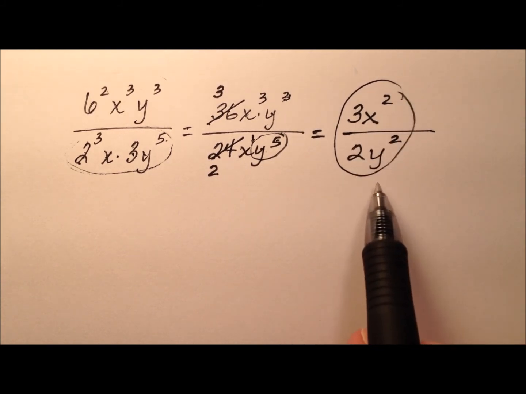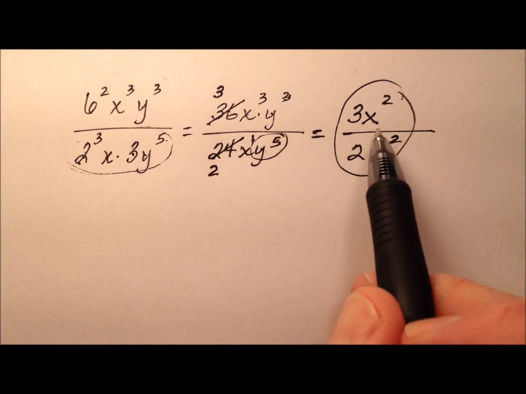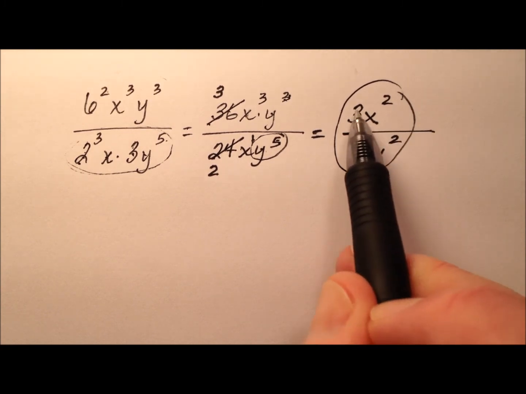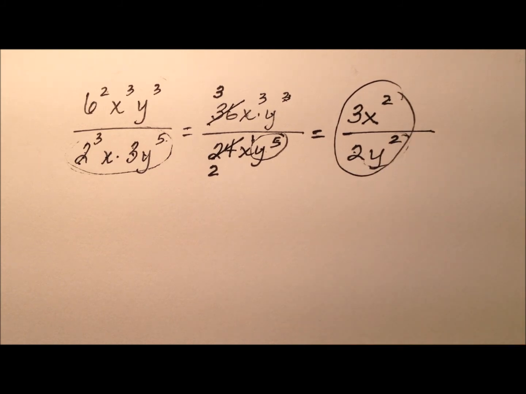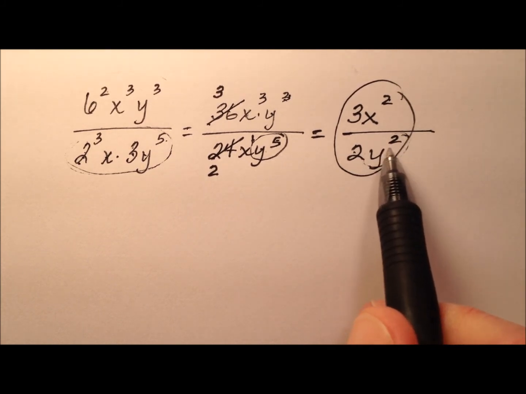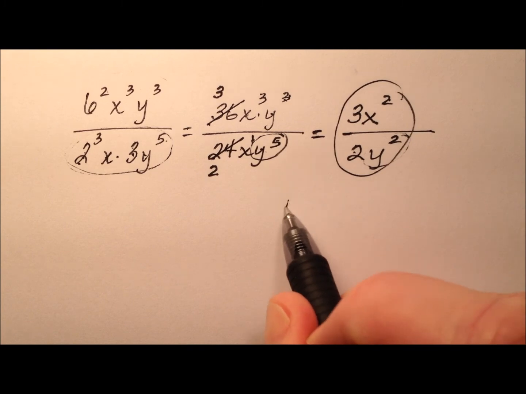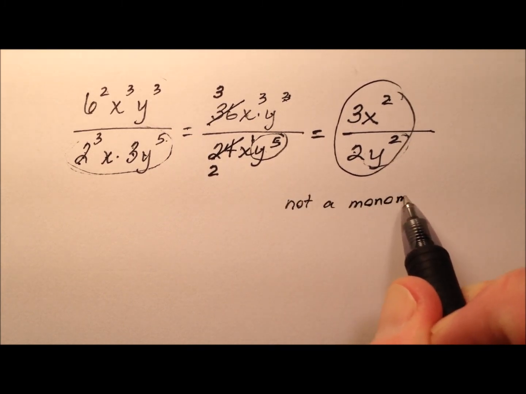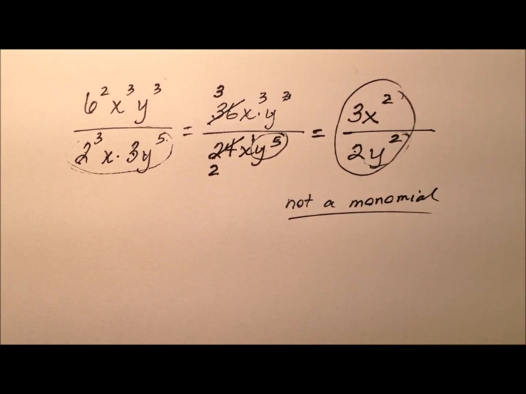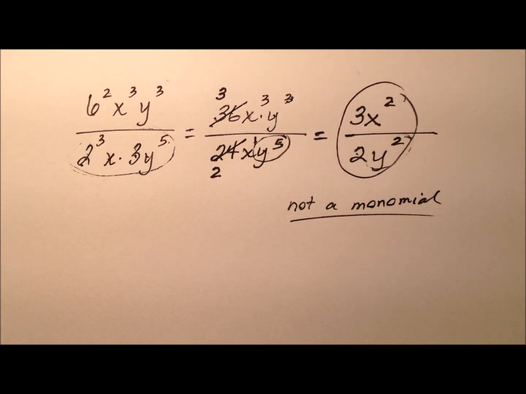But is this a monomial? Well, it's not, because even though we have 3 halves, and that's being multiplied by x squared, this y squared in the denominator kind of indicates that we're dividing by this y squared. So this is not going to be a monomial. So there's no reason to find its degree. So not a monomial for that quotient, and there's that example.